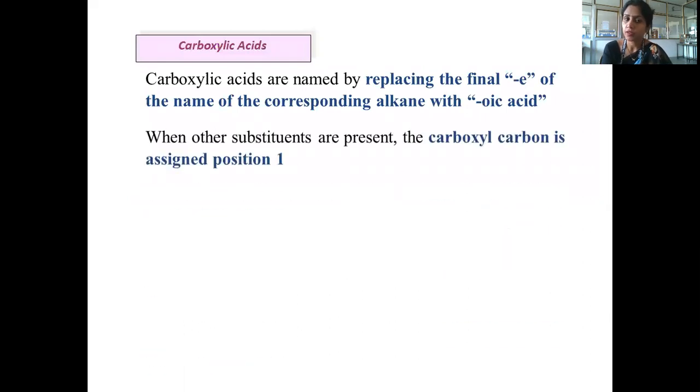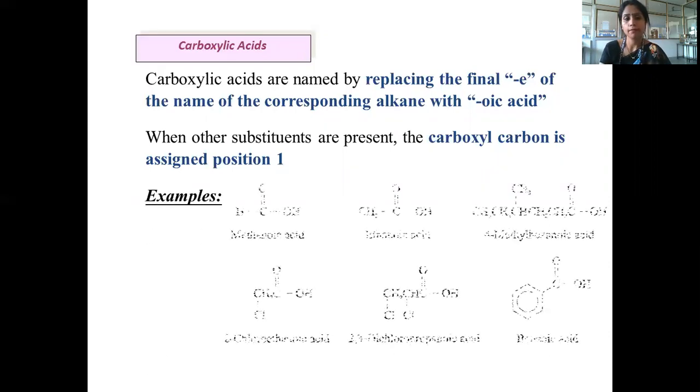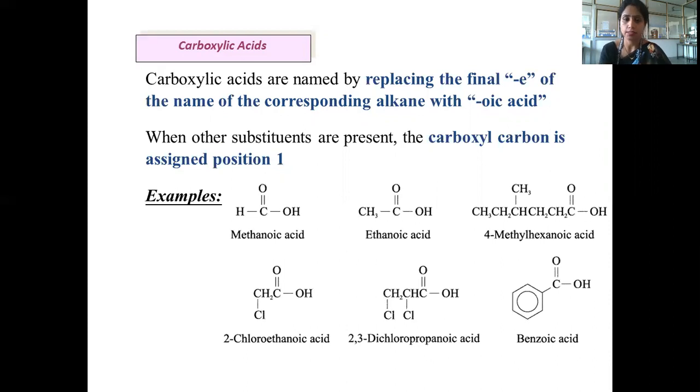So, how are carboxylic acids named? They are named by replacing the final E of the name of the corresponding alkane with oic acid. So, if there is alkane or methane, the corresponding acid will be called methanoic acid. And the carboxylic carbon is assigned the position 1. Okay, like this.